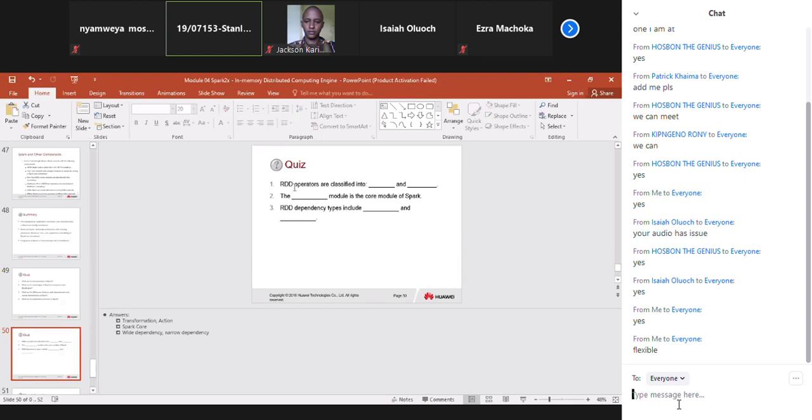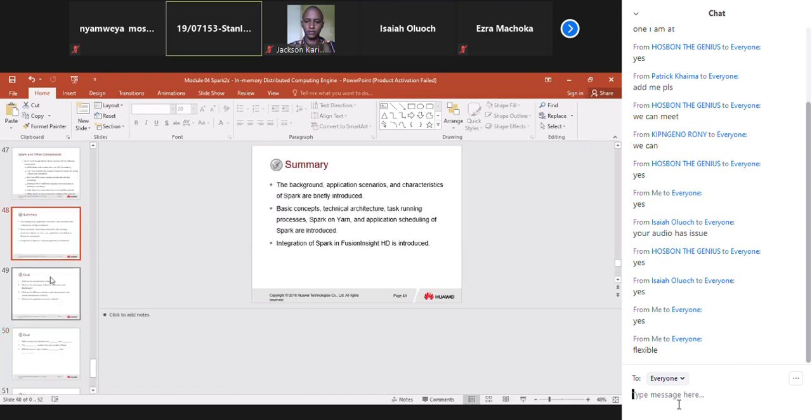Then you look at RDDs, which are classified into transformations and actions. Let me ask this. What is the core module of Spark? The Spark core. Very good, Desire, the Spark core. And RDD dependency types include the wide and narrow. Very good, very good. So what you do, go through those notes and questions.